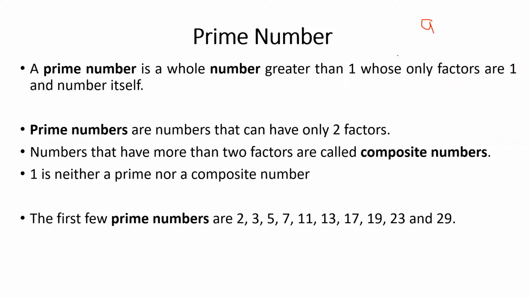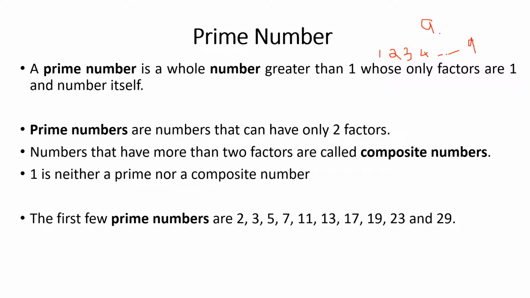For finding the factors of a particular number, we should divide the number by the numbers from 1 up to that number. So how many numbers are there? We should check whether 9 is completely divisible by 1, by 2, by 3, by 4, and so on up to 9. We will check each number.